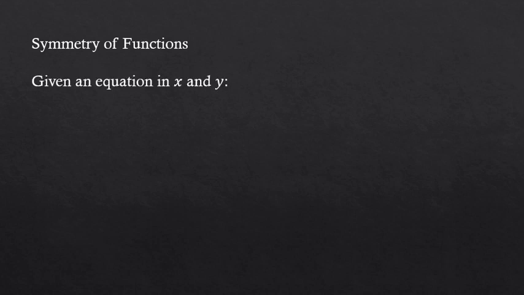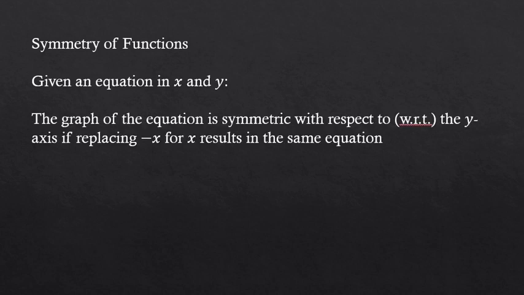So if we're given an equation in x and y, it doesn't necessarily have to be a function, but for the most part in this course we will be working with functions, so that's why we call it symmetry of functions. But technically these ideas and concepts of symmetry don't have to happen with functions. The graph of an equation is symmetric with respect to, or for short WRT, the y-axis if replacing x with minus x results in the same equation.